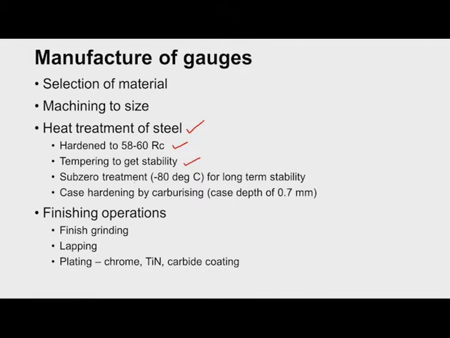And sometimes sub-zero treatment is done, that is, the gauge blanks are placed at minus 80 degrees Celsius for long term stability. And then case hardening by carburizing also is sometimes performed on the gauges to improve the hardness of the gauging surfaces. So in that case, a case depth of 0.7 millimeter may be required. So after this heat treatment, the gauging surfaces are ground, and then they are lapped, and all sorts of finishing operations are performed.